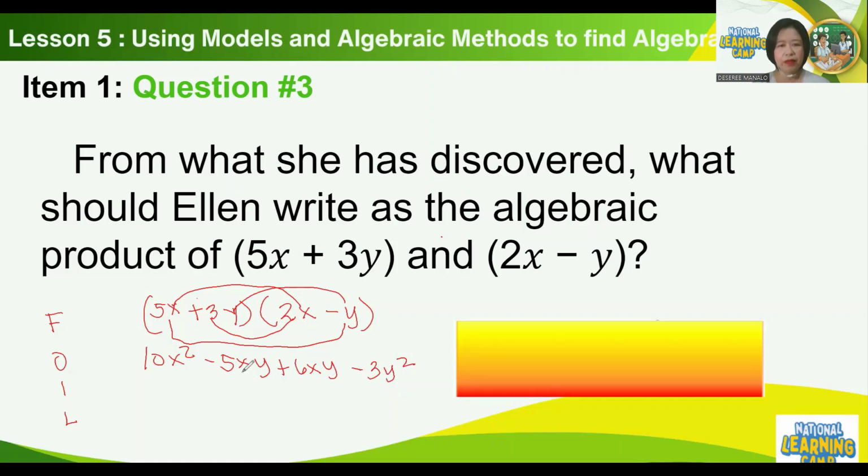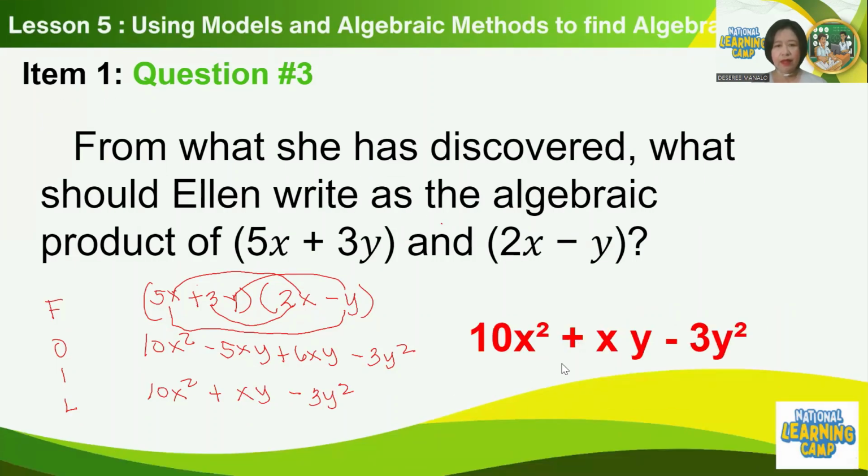Always remember, you will combine the outer and the inner terms. So, 10x squared. Then negative 5xy plus 6xy, so we have 1. Just write the literal coefficient, since the numeric coefficient is 1, so no need to write it. So, positive xy and then copy minus 3y squared. So, let's find out if the answer is correct. Okay, so 10x squared plus xy minus 3y squared.